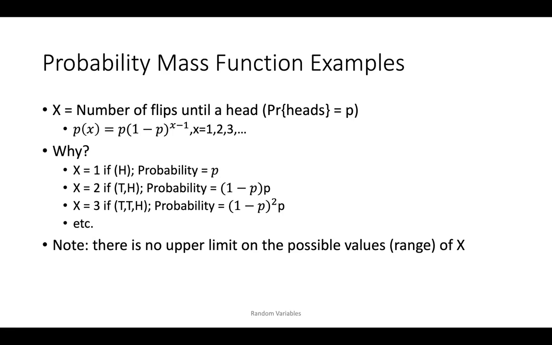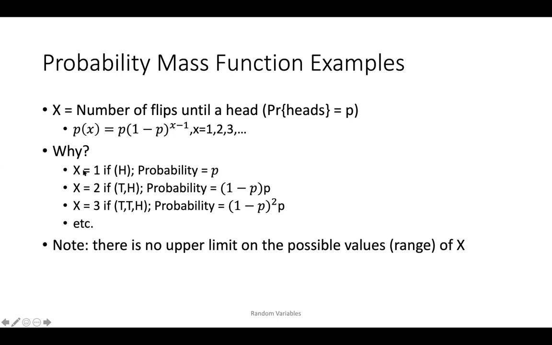So I have time to just do 1 or 2 more. Let's look at this one. In this experiment, we are counting the number of flips until we get a head. And we're assuming that the probability of heads is P, so it may not be a fair coin. And it turns out the mass function for that is P times (1 minus P) to the x minus 1, and that's true for values x = 1, 2, 3, 4, etc.